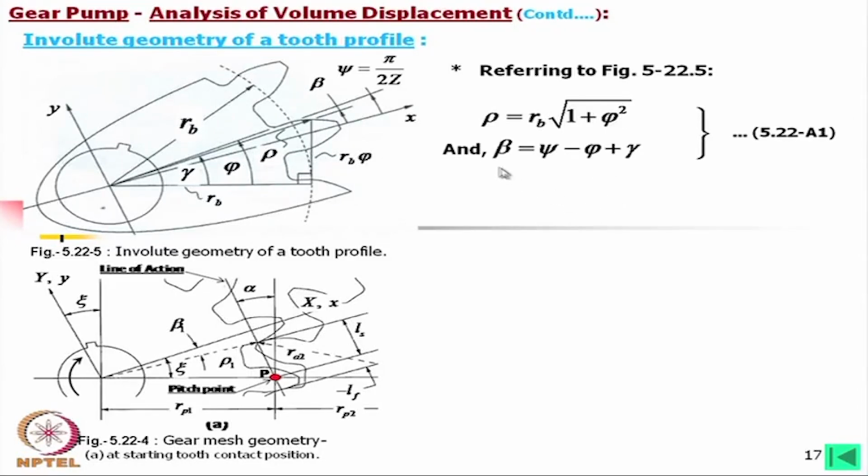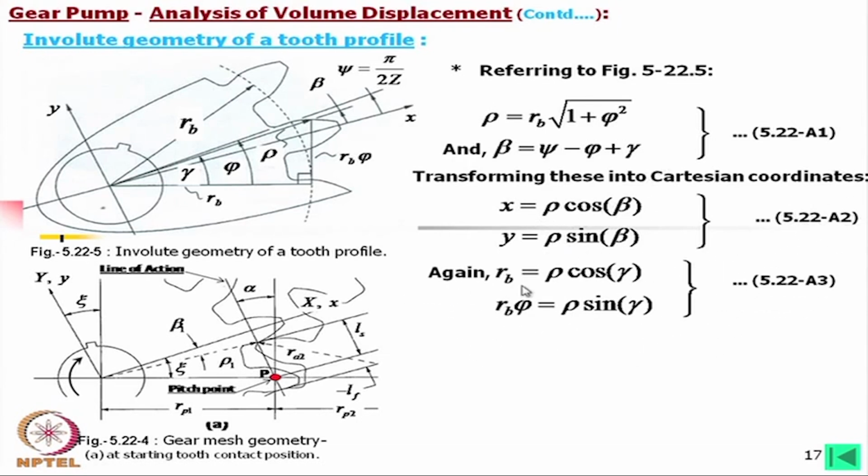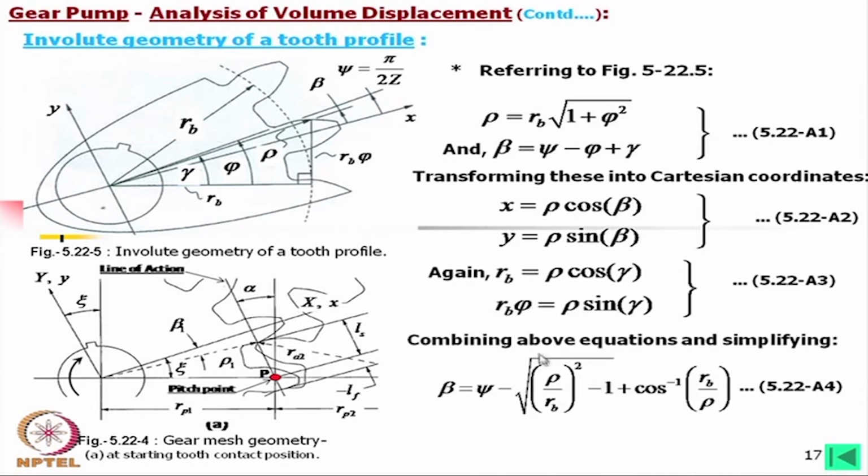Next, beta is equal to this, which you can find from the geometry, and then transforming these into Cartesian coordinates we can write down these equations. Also R B is equal to rho cos gamma, and this is from the property of the involute geometry. After substituting all these equations together, we arrive at the equation which we have used as equation 13.